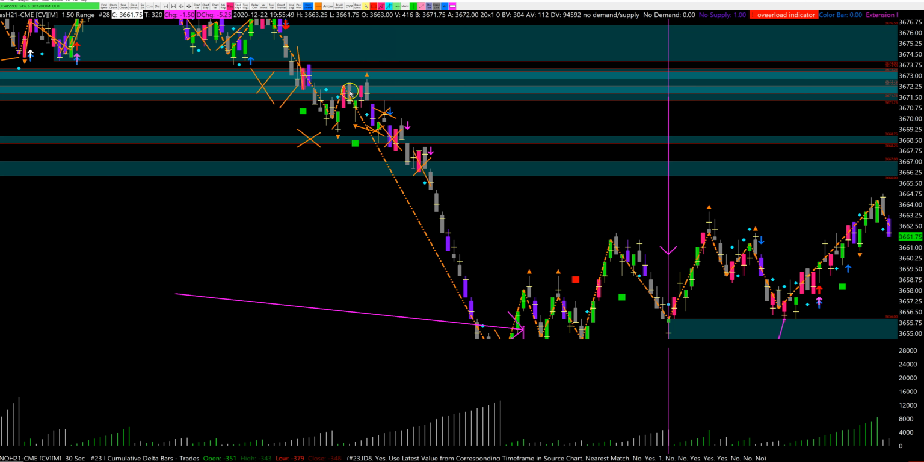So this was valid right here. I probably would have, well, no, I take it back. I would not have taken that without location. But had this come in just a tick or two lower, that would have been a valid long at that area, right? But what you'll see is it just doesn't set up as it's breaking through these levels.